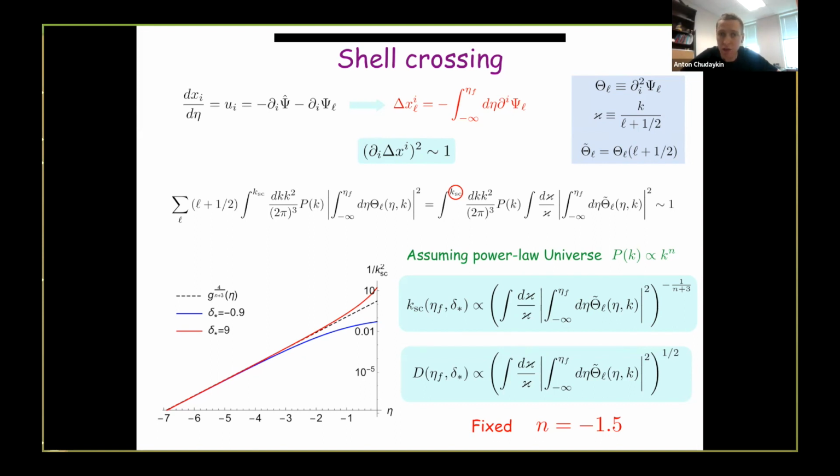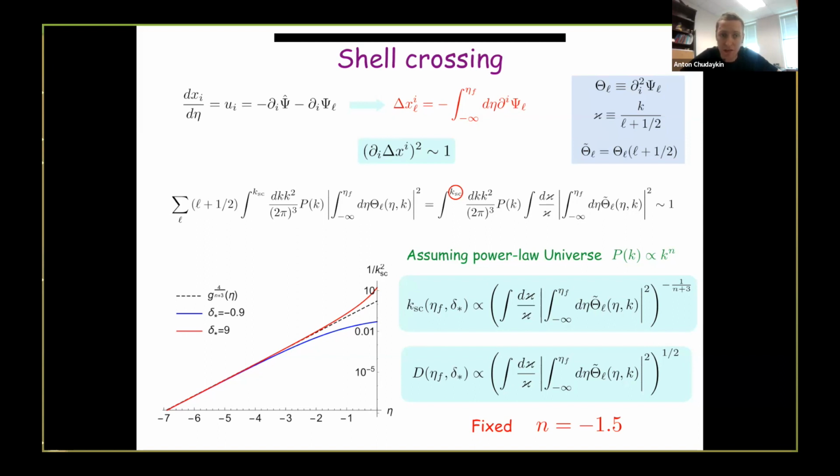And then one just needs to sum over all multipoles and integrate over all initial conditions, which boils down to integration over momentum. Under the assumption of a power law for the power spectrum, one can obtain a very simple expression for the shell crossing scale. I emphasize that this shell crossing scale depends explicitly on the background configuration of the saddle point solution. This is the main point, because it correctly captures the physical properties of the system.